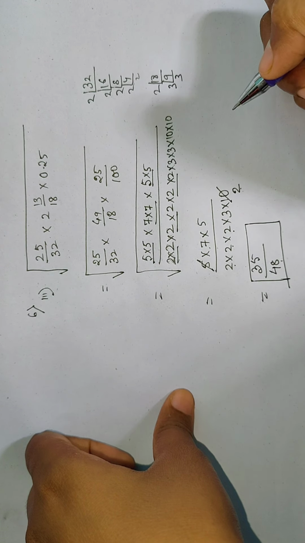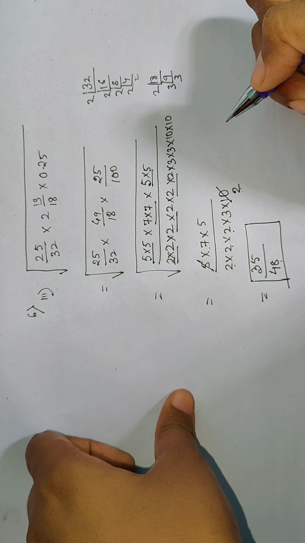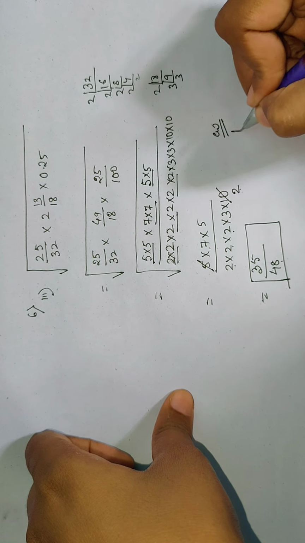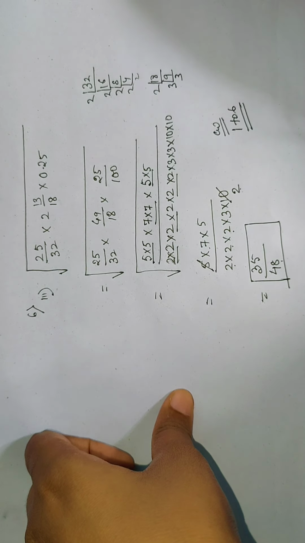In the same way, try to do 6(1) and 6(2). The classwork is up to number 6. Do the rest of the sums.